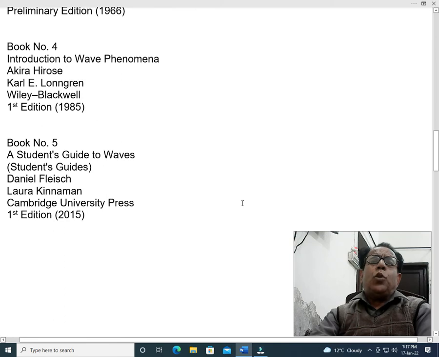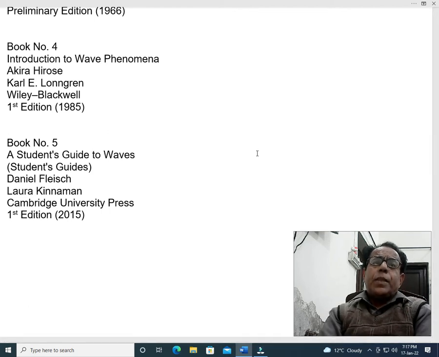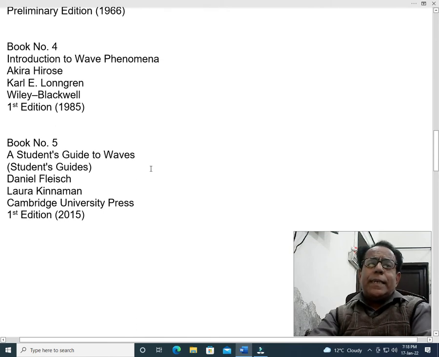Now we come towards book number 4, Introduction to Wave Phenomena. Its authors are Akira Hirose, Karl E. Lonngren. Its publisher is Wiley Blackwell, and its first edition 1985 will be followed. Here, dear students, the authors' names may be pronounced more accurately, but I have pronounced as I deem appropriate.